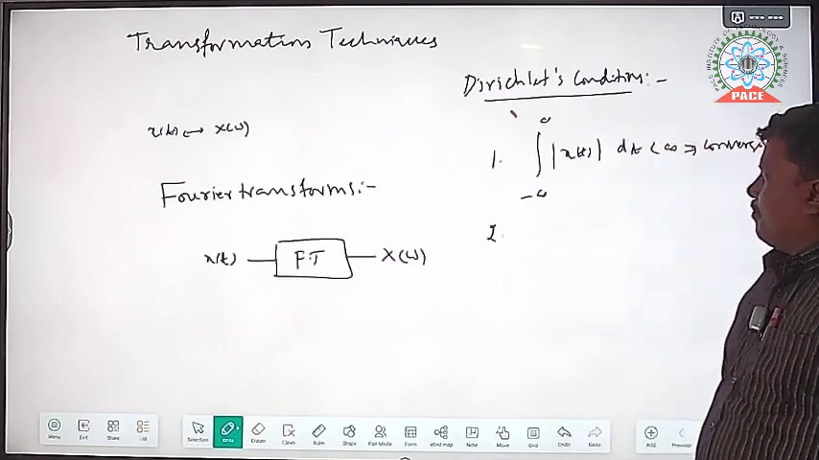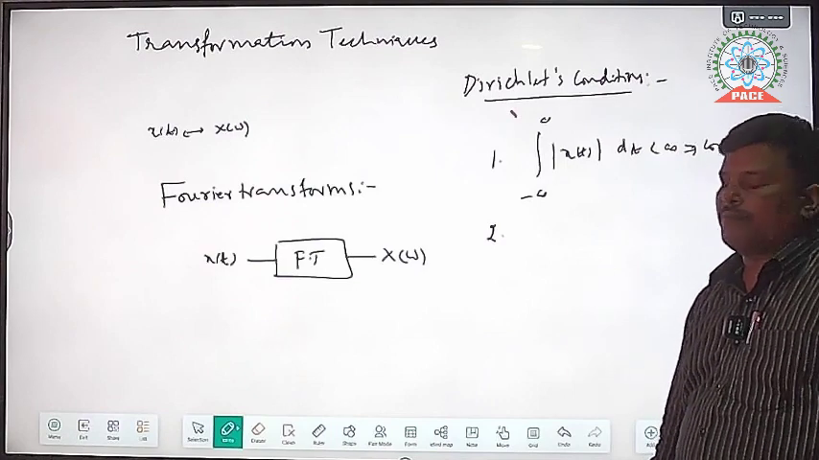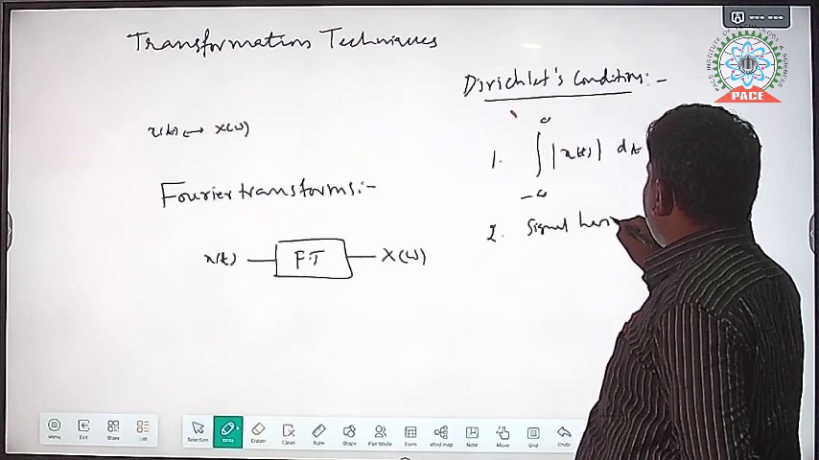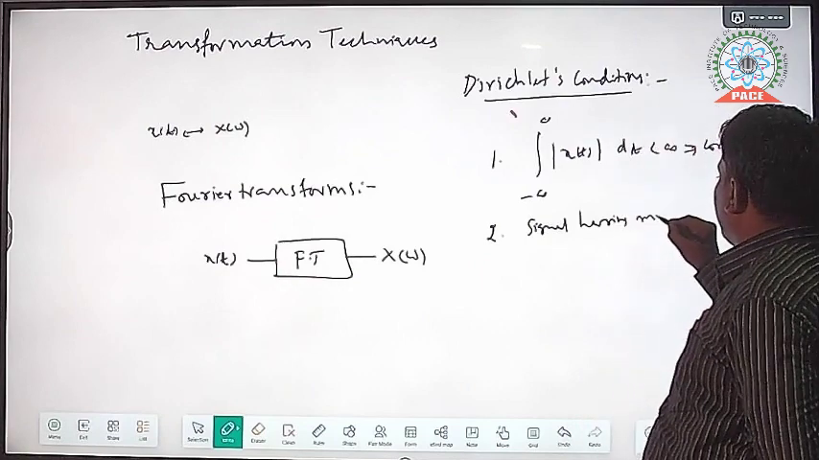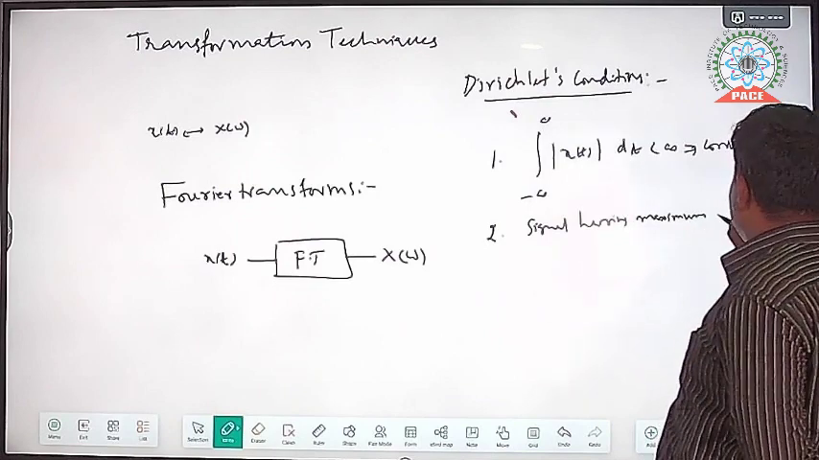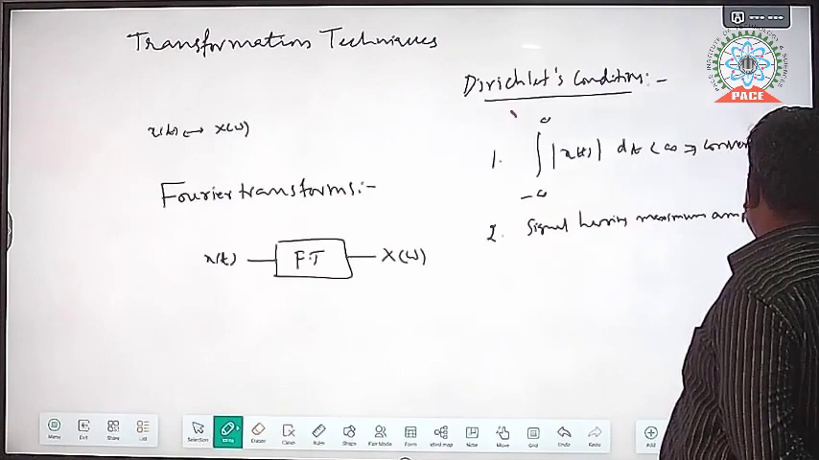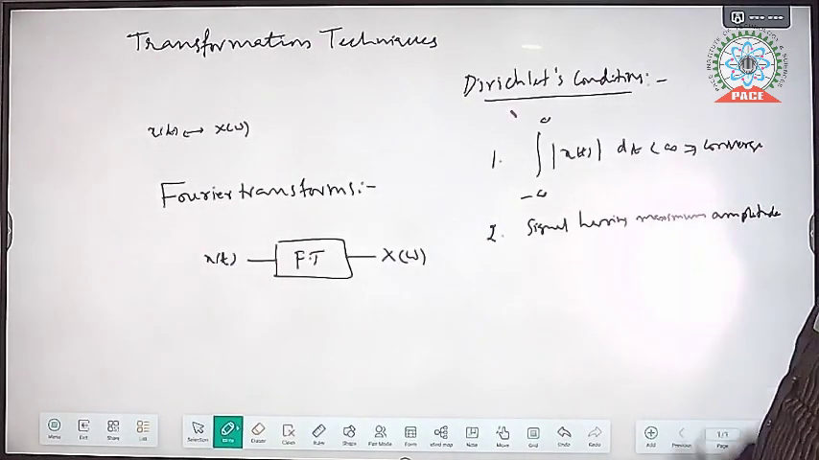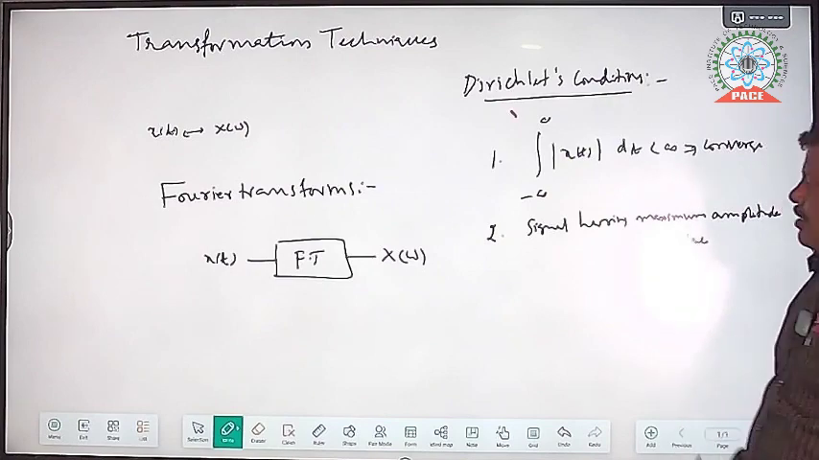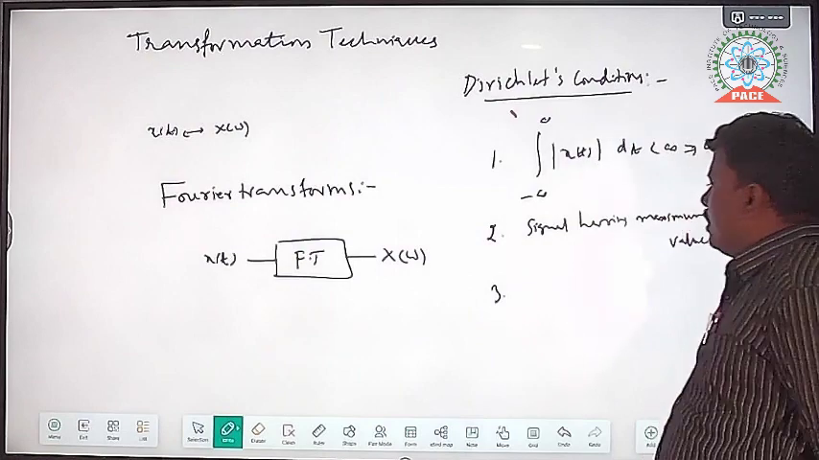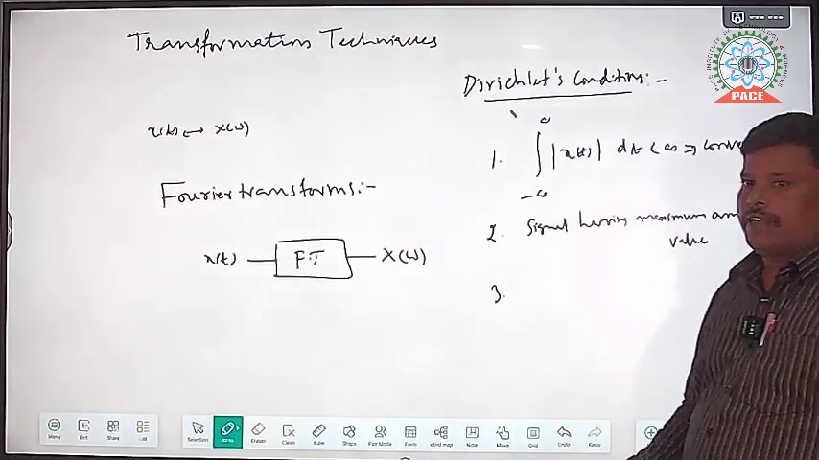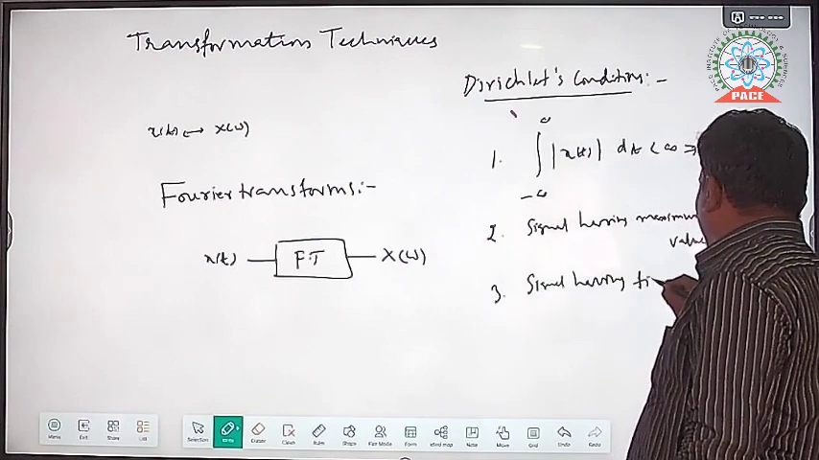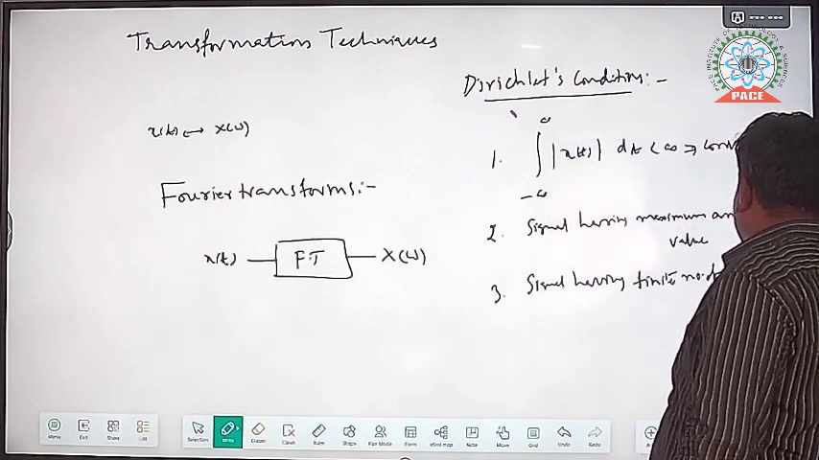The second one is that in a finite interval, the signal has finite maxima and minima. The third one is that the signal has a finite number of discontinuities in a given period.